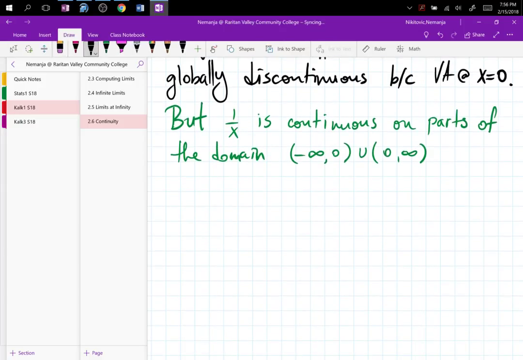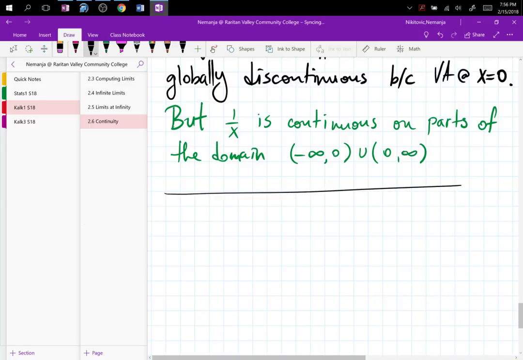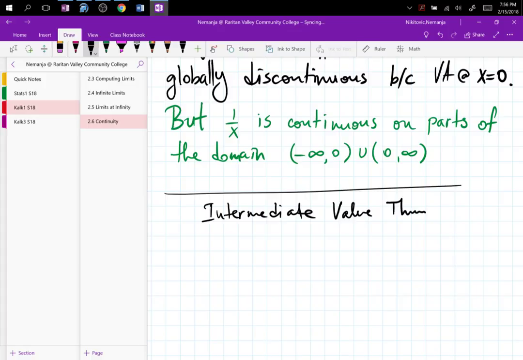The last concept in the book, like 2 minutes here, is the intermediate value theorem, which we technically don't use. I think you have a problem on the lab. I'm going to explain this. Intermediate value theorem. And the statement goes like this.